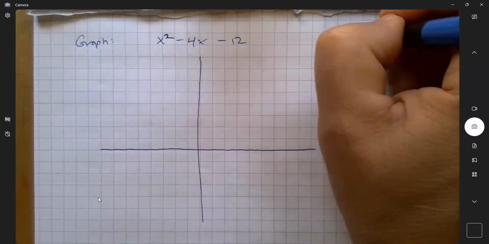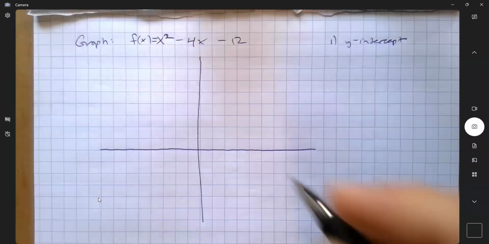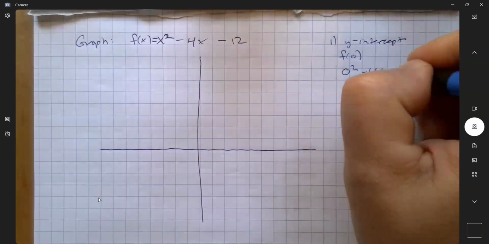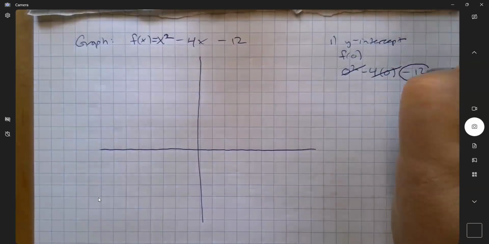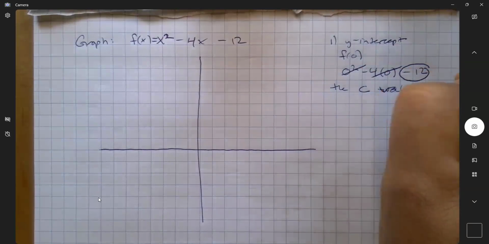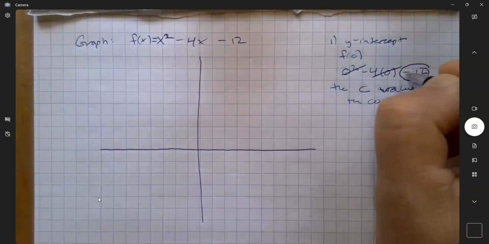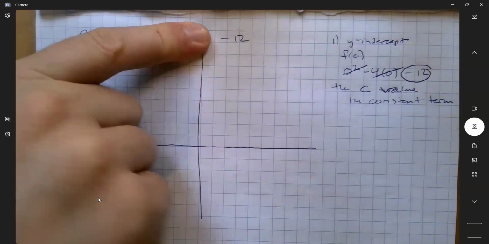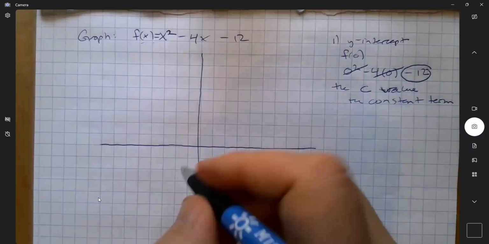So first we want to find the y-intercept. Let me give it function notation. So that's f of 0. So I'm going to put 0 in for x. 0 squared minus 4 times 0, negative 12. And notice those pieces cancel out, and I'm left with the c value, i.e. the constant term. When x equals 0, these pieces drop out, and you're just left with minus 12. So you can read off the y-intercept from this form of a quadratic equation.